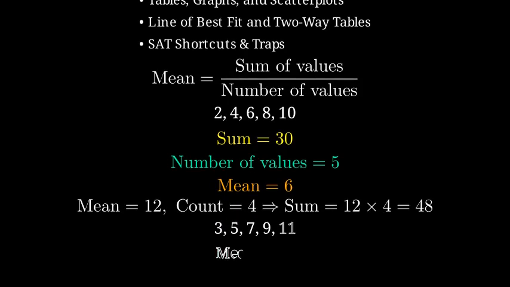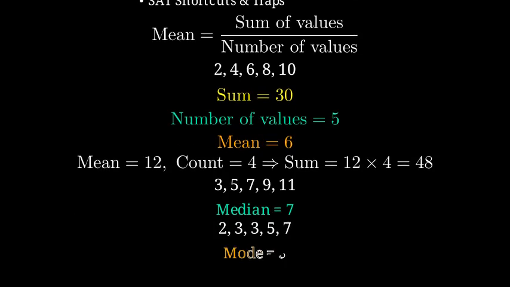Part 2 is median and mode. The median is the middle value when numbers are in order. Here is the list: 3, 5, 7, 9, 11. The middle value is 7, so the median is 7. If there is an even number of values, you average the 2 middle numbers.